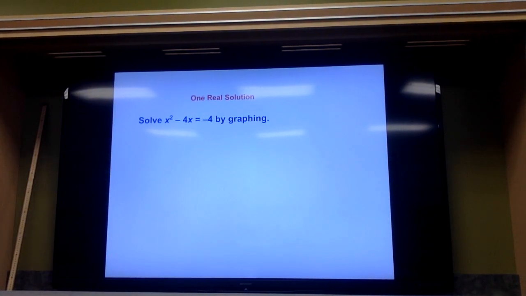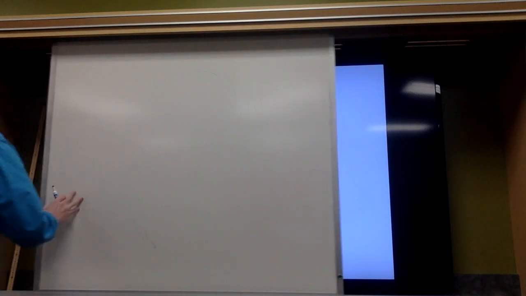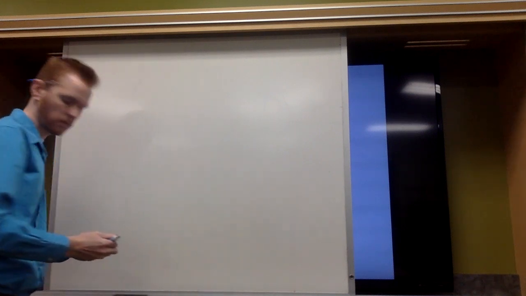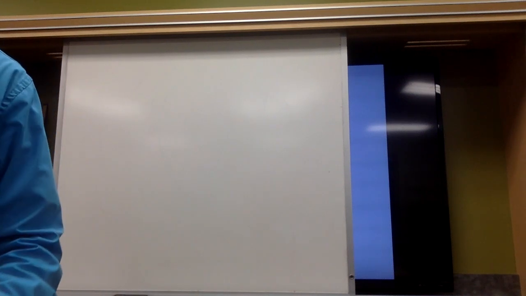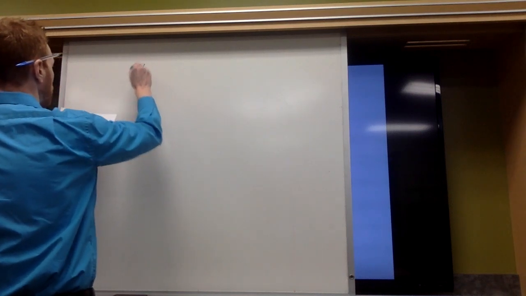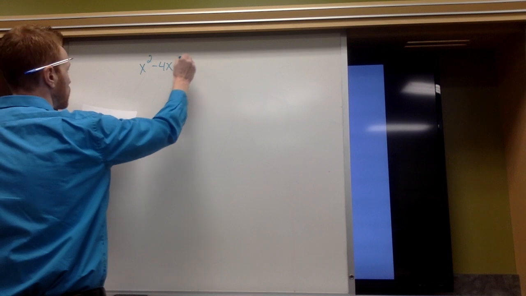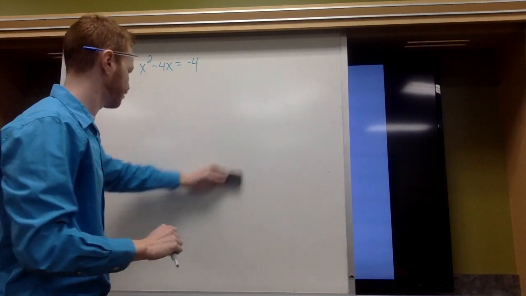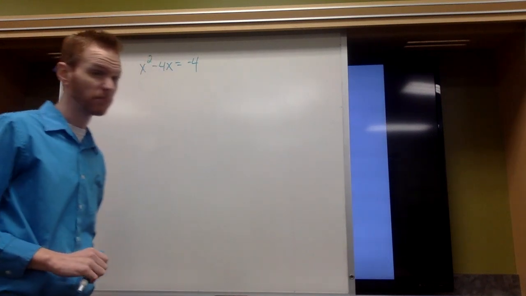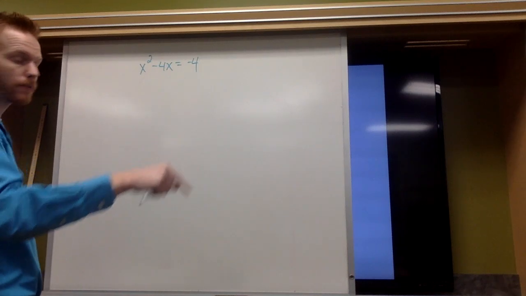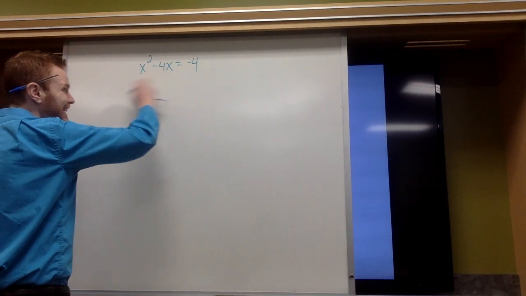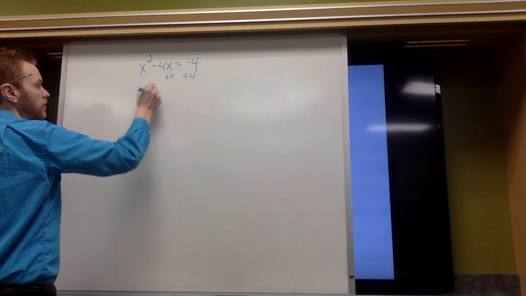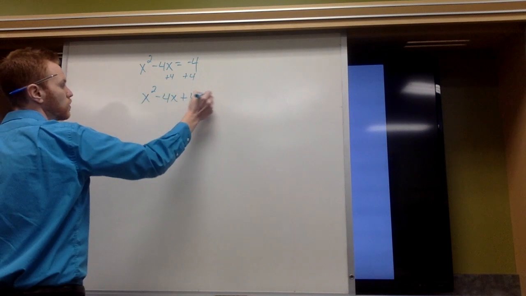Here's our first example. I'm going to rewrite it on this whiteboard. So we have x squared minus 4x equals negative 4. We're going to solve this by graphing. Can you solve this differently without graphing? Absolutely, but this is just one method. My first step is to make this equal 0. So let's bring the 4 to the other side. So x squared minus 4x plus 4 equals 0.